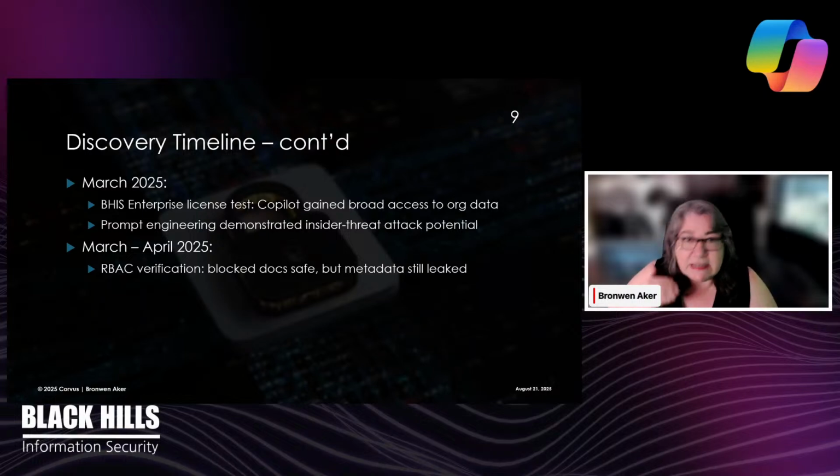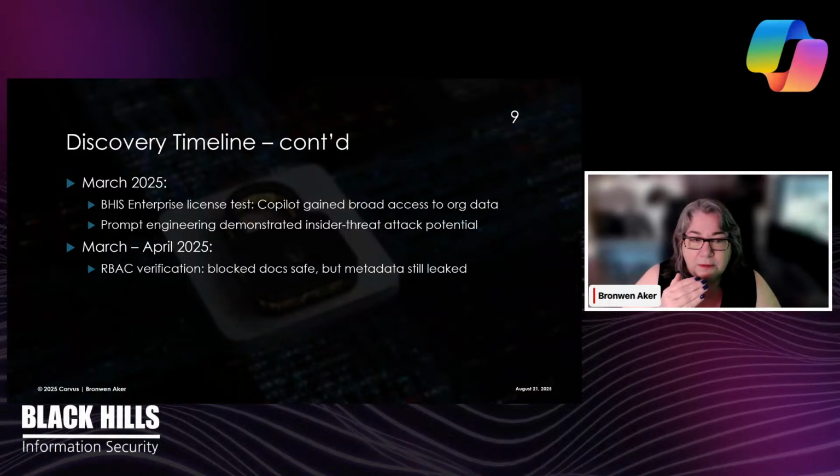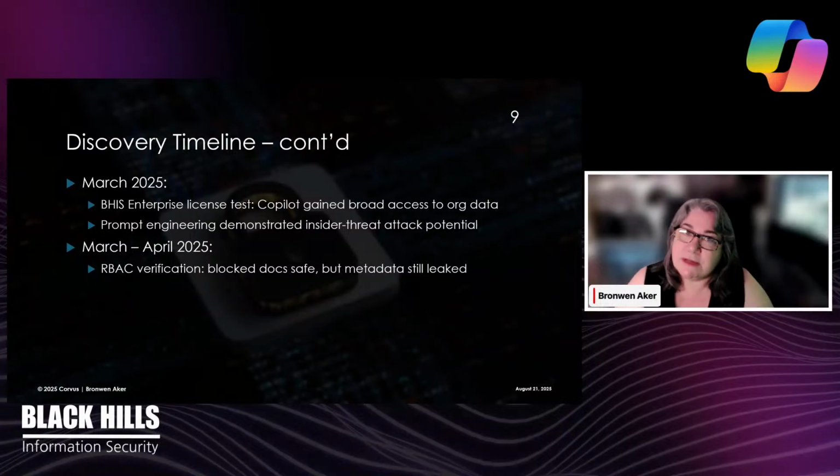As I continue to dig deep, the bottom line, and yes, there are multiple tools out there that you can use to help bolster security when dealing with Copilot, but ultimately, the bottom line is your role-based access controls. If your RBAC is strong, you're going to be in a good spot. Your documents are going to be safe. You also need to make sure that metadata doesn't get leaked.